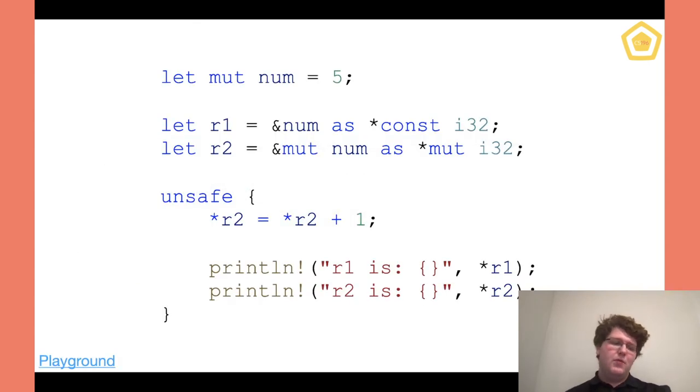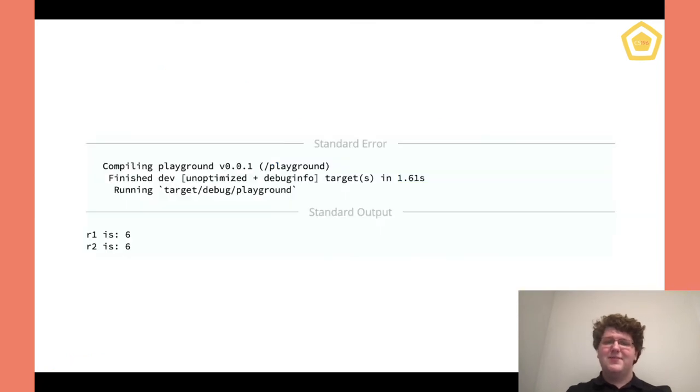We're good. But what if we say, give us the value of R2, the value of the memory in R2, and then add 1 to it, and then set the value of the memory in R2 equal to this value. What is going to happen, right? What are we going to print? Well, here's an interesting thing. R1 becomes 6. Crazy, right? This is an example of an error that you can have by writing unsafe code.